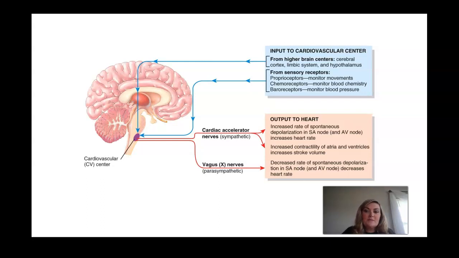Now, once you have the brain functioning with that, you have output of the heart. So you have the cardiac acceleration nerves, so they're going to increase the rate of spontaneous depolarization of the SA node, and AV node is going to increase heart rate. You have increased contractility of the atria and ventricles, which is going to increase the stroke volume. The vagus nerve, part of the parasympathetic nervous system, can decrease the rate of spontaneous depolarization of the SA node and AV node, which will then decrease the heart rate.